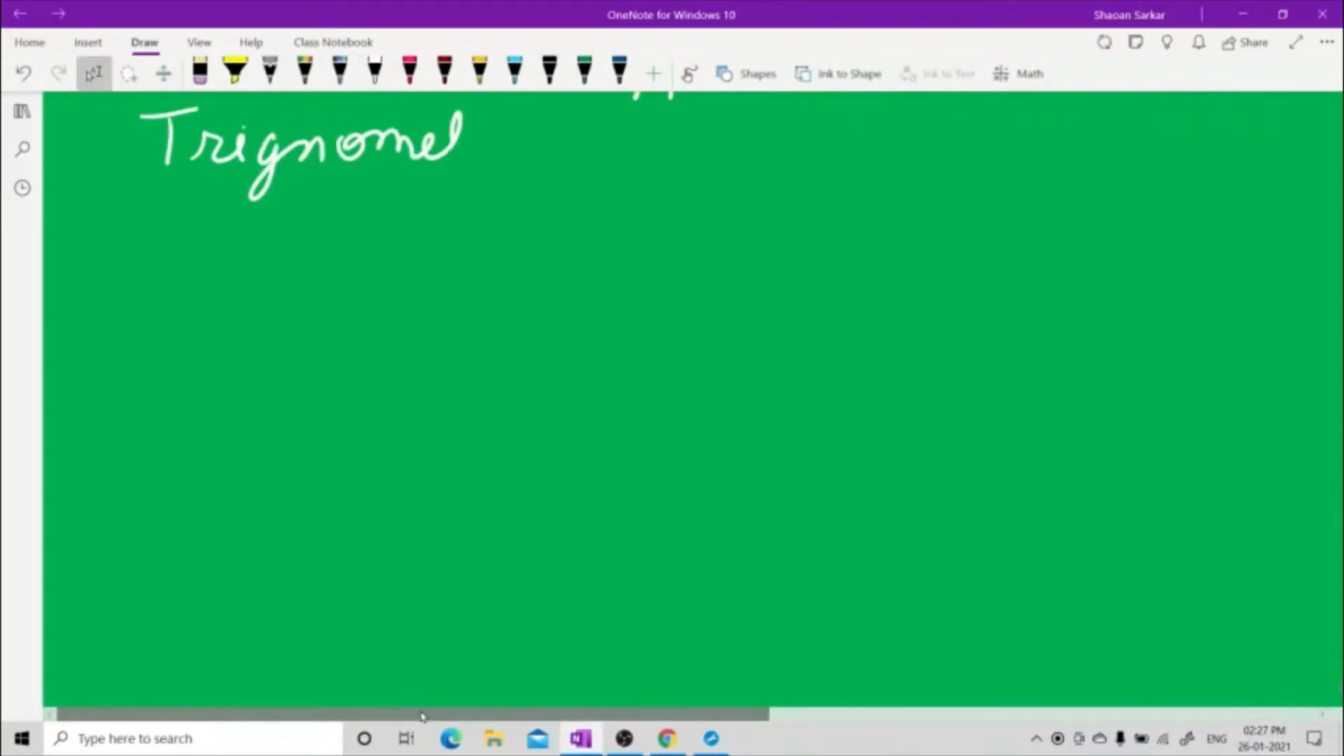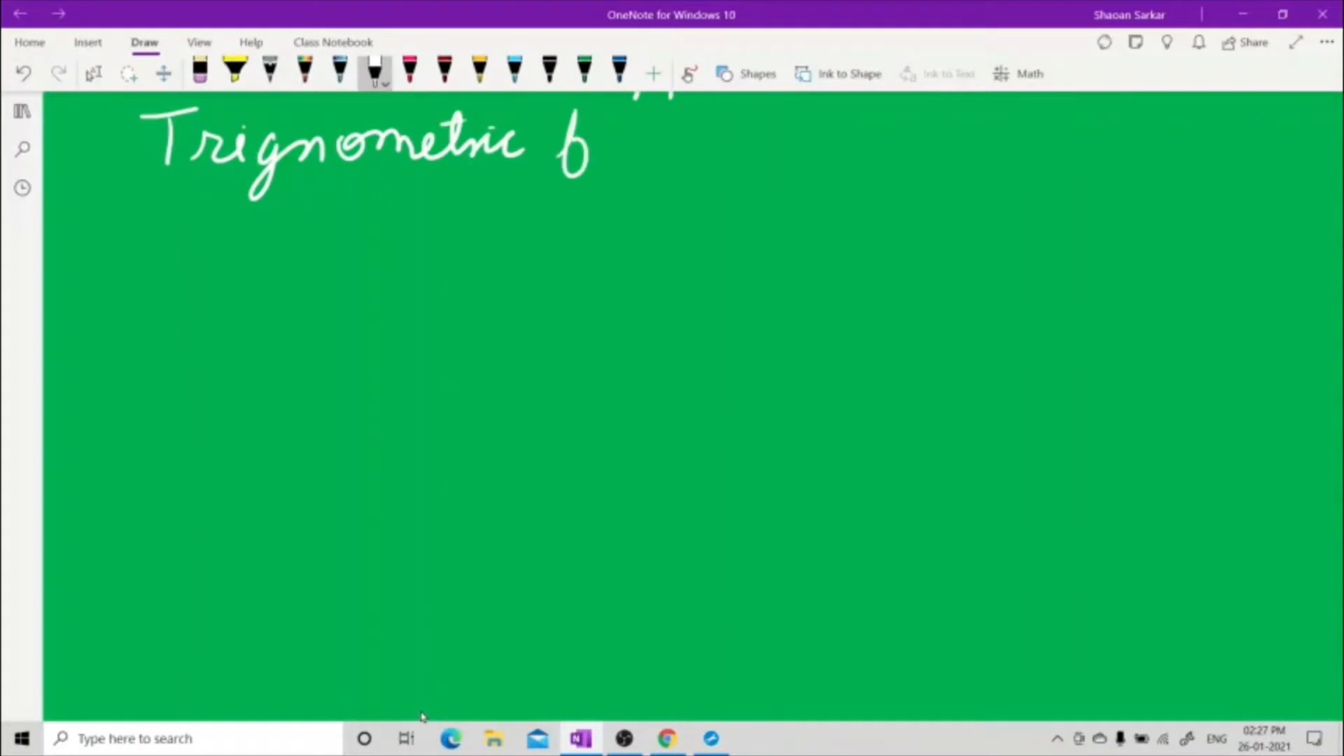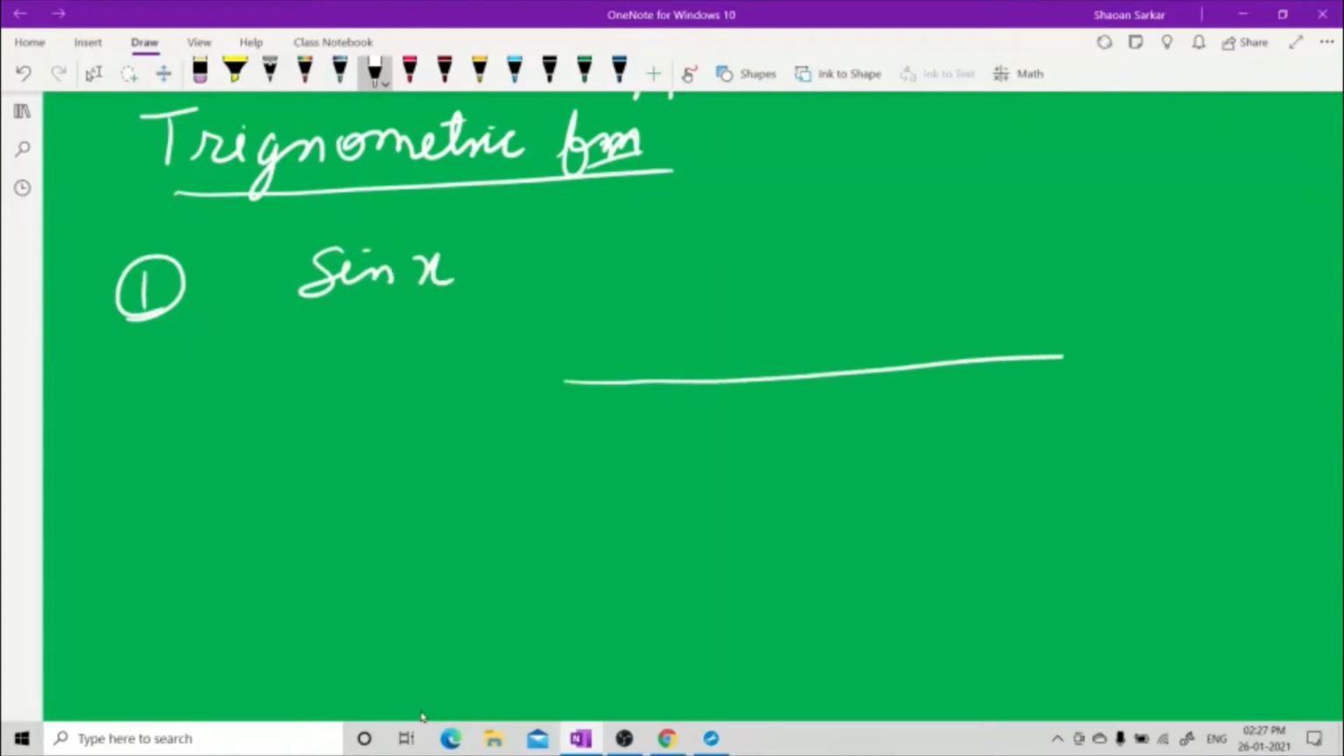Trigonometric functions. We're trying to understand the graph of these functions. First, sine x. Now this is your complete line. This is your y-axis. This is your x-axis.